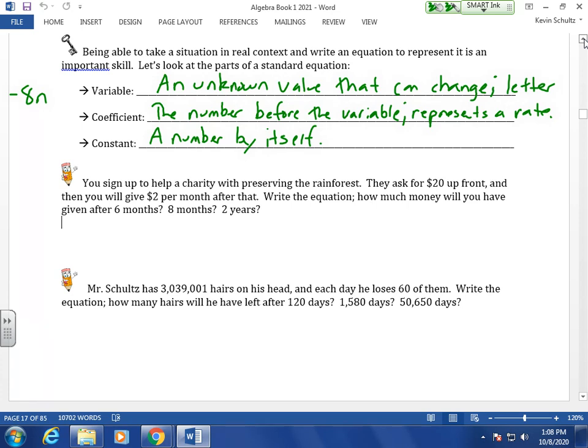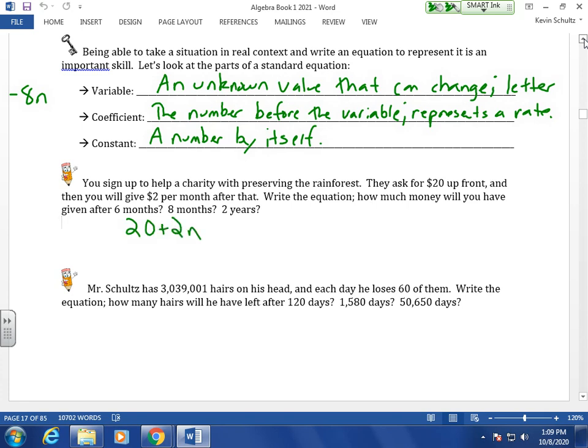An example of that, you sign up to help a charity with preserving the rainforest. They ask for $20 up front, and then you'll give $2 per month after that. What equation can we write that's going to represent a $2 per month donation after an initial cost, a sign-up fee, if you will, of $20? Noah. 20 plus 2n.